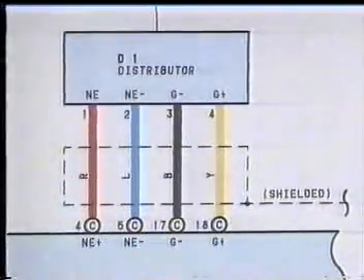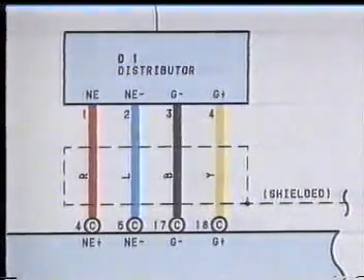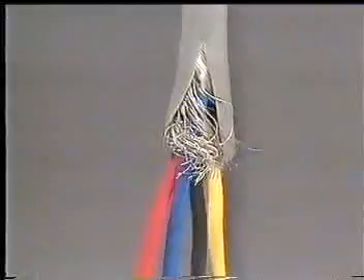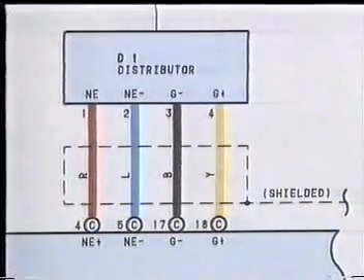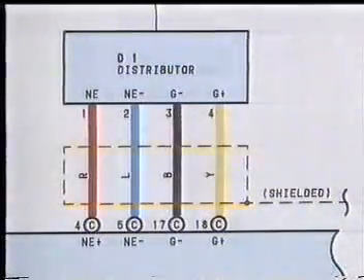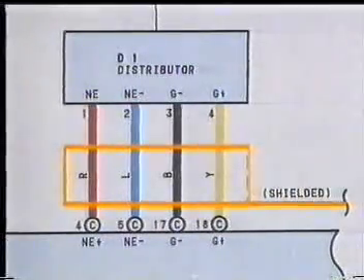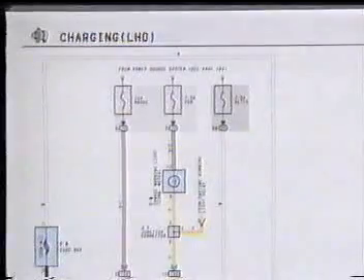This indicates a shielded wire used to prevent electrical noise. This is how it actually looks. The shield of the shielded wire should always be connected to the ground wire. This is the charging system circuit.